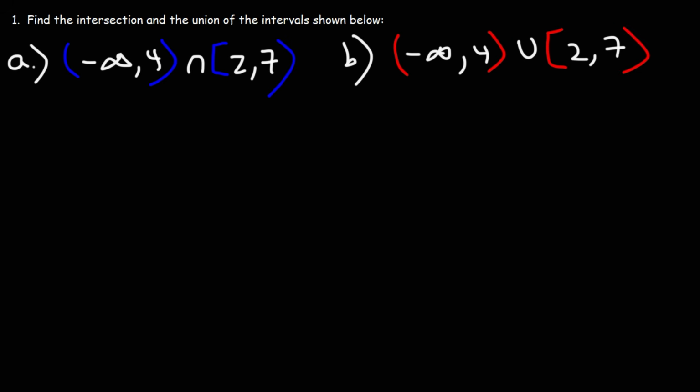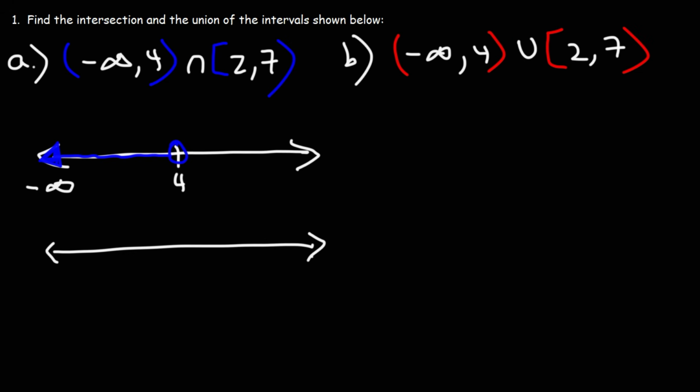So let's start with part A. So the first interval is going to go from negative infinity to 4. It doesn't include 4, so we have an open circle, but we're going to shade towards negative infinity. For the second interval, it starts up at 2 and it ends at 7. It includes 2, so we're going to have a closed circle, but it doesn't include 7, so we need the open circle there.